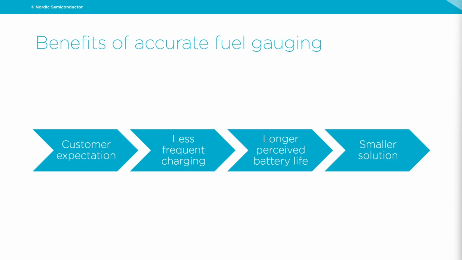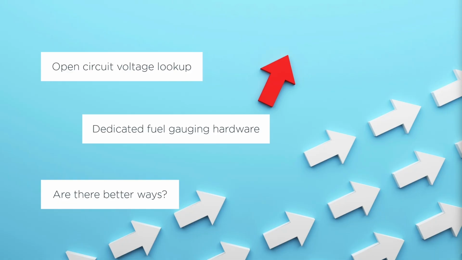So, which approaches to fuel gauging exist in the market? Well, there are basically two main contenders here. It's the open circuit voltage lookup, which is a lookup table of the different voltages a battery can have, and then just one-to-one relating this to a battery percentage. The other option is using dedicated fuel gauging hardware. And there are also multiple types of devices here, and we will talk about them a little bit later. But maybe there's a third way. Maybe there is a better way.